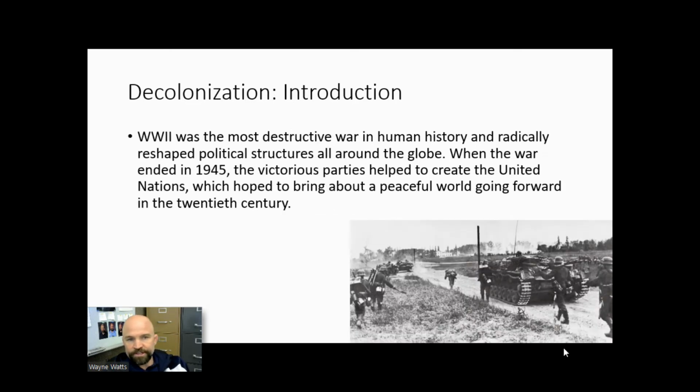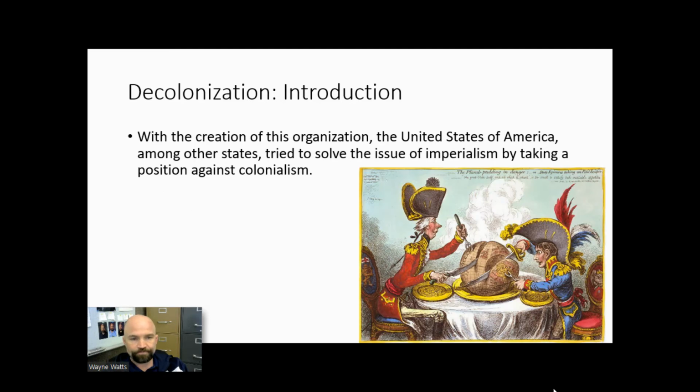World War II ended up being the most destructive war in human history and radically reshaped political structures all around the globe. When the war ended in 1945, the victorious parties helped to create the United Nations, which hoped to bring about a peaceful world going forward in the 20th century. With the creation of this organization, the United States of America, among other states, tried to solve the issue of imperialism by taking a position against colonialism.